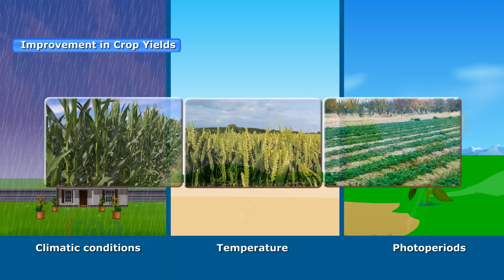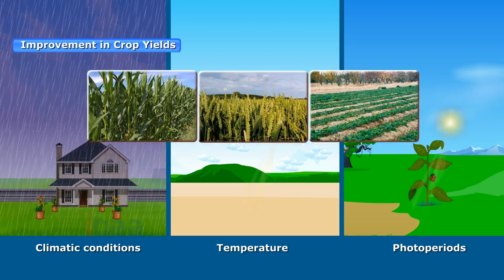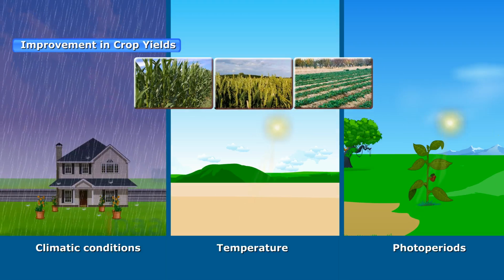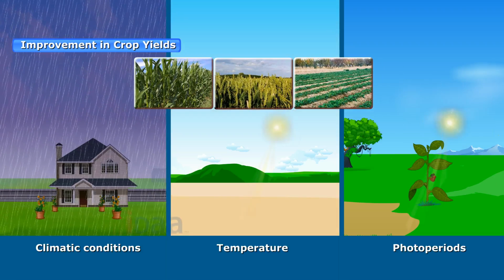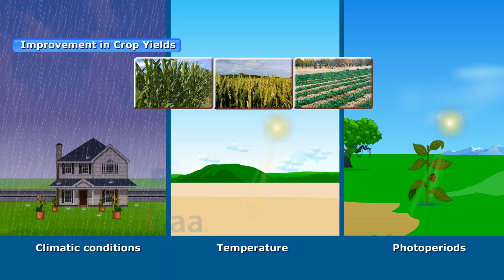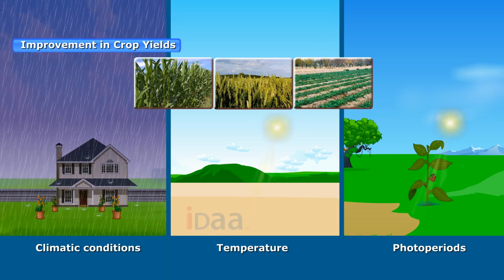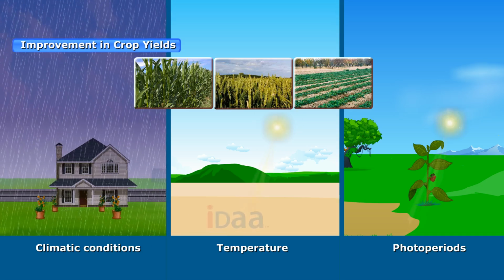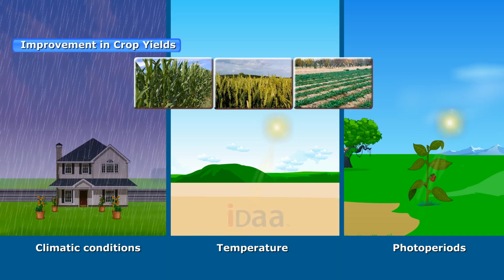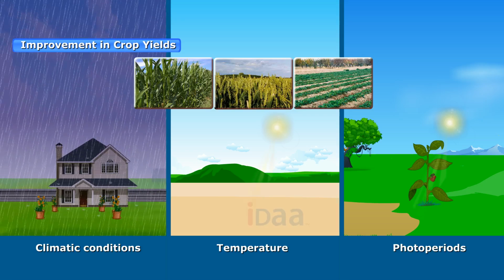Improvements in crop yields. Different crops require different climatic conditions, temperature, and photoperiods. Improvements in crop yields include the following major groups of activities: crop variety improvement, crop production improvement, crop protection management.